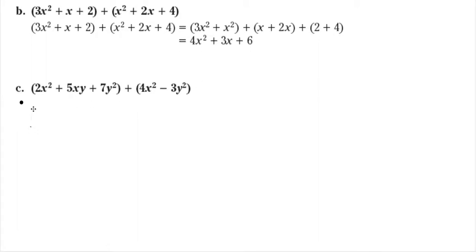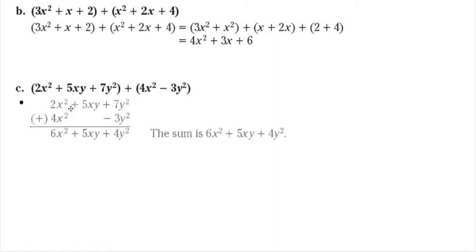So the sum of that polynomial plus another is 4x squared plus 3x plus 6. How about this one? 2x squared plus 5xy plus 7y squared plus 4x squared minus 3y squared. Look at this. We add them horizontally. And what do you notice? We lined up our like terms. 2x squared has been lined up with 4x squared. 7y squared has been lined up with negative 3y squared. And we simply add them horizontally. This is 6x squared. Simply bring down 5xy, and then 7 minus 3 gives you positive 4y squared. So the sum is 6x squared plus 5xy plus 4y squared.